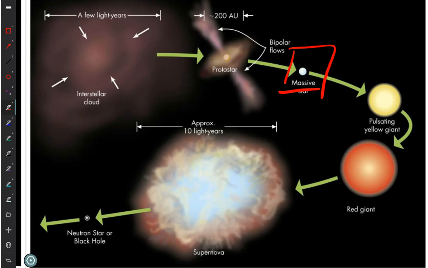So you can fuse up to producing iron, but if you try fusion after iron, you're going to have to absorb energy to make the fusion occur. Well, that's not going to continue on its own. That's going to die real quickly. And so what happens is when you've gotten to iron, you have nothing that can fuse anymore. Then you have a large inward compression.